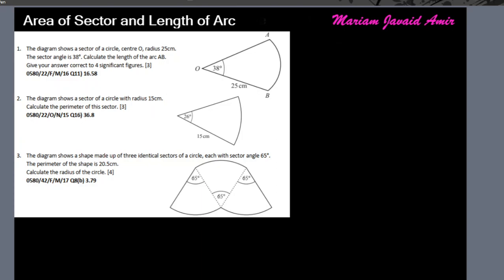Hey everyone, we're doing a worksheet on area of sector and length of arc. So let's start with question number 1.